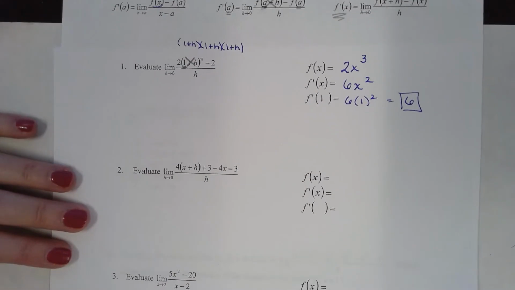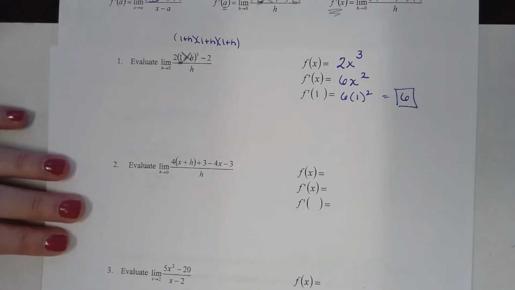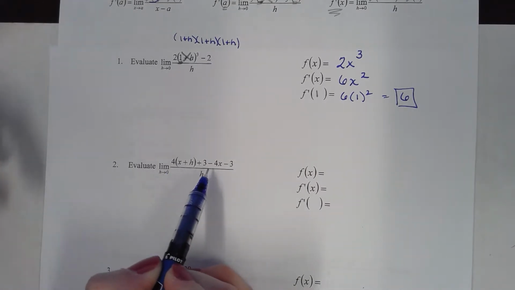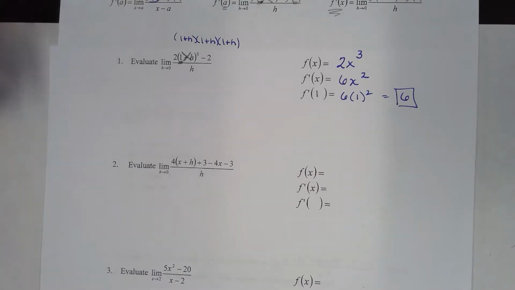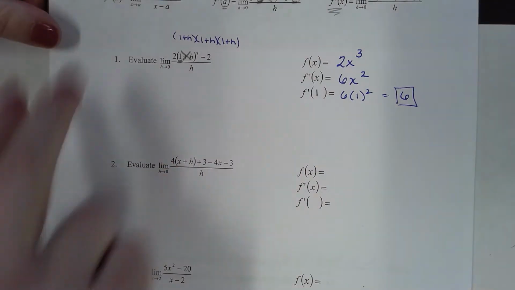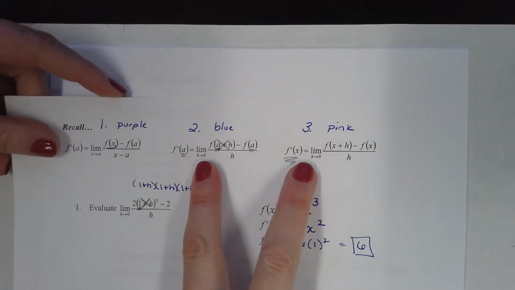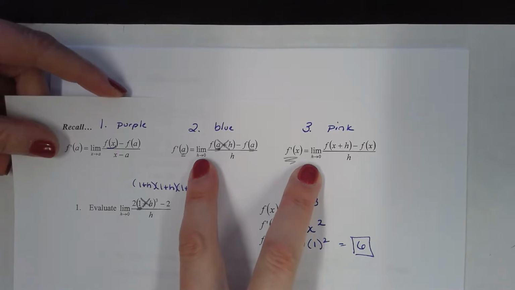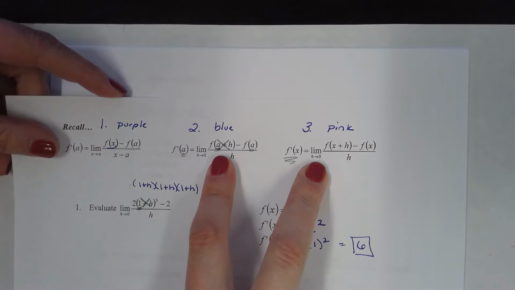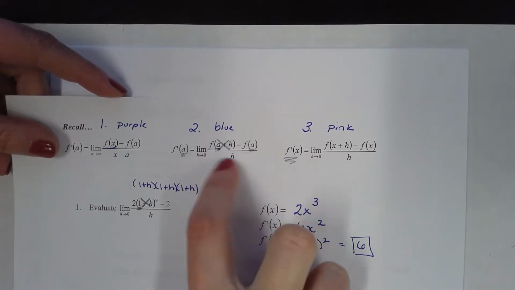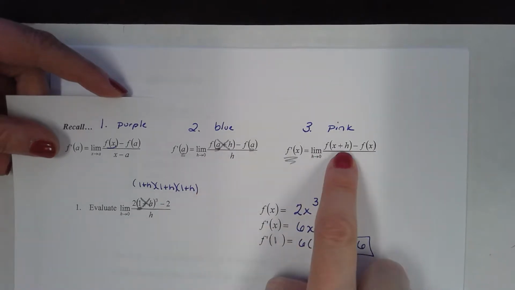Let's look at the second example. All right, 4x plus h plus 3 minus 4x plus 3. So the first thing I notice, because I want to try to match it up with one of the 3 on top, it's a limit as h approaches 0. So that right there tells me it has to be one of 2 or 3. Okay? The limit as h approaches 0 means I'm using blue or pink. So now what I want to look at is inside the limit, do you have a number plus h? That would be here. Or do you have an x plus h?